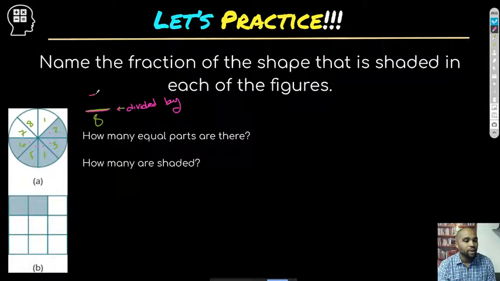1, 2, 3, 4, 5. It's 5 out of 8. So, 5 out of 8. 5 divided by 8 will give us actually the decimal portion or the percentage of that piece. So, that's another lesson, though.